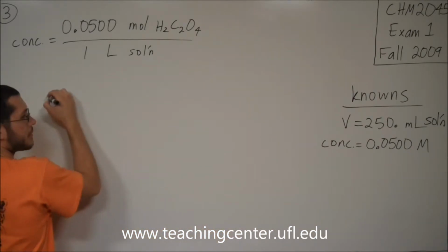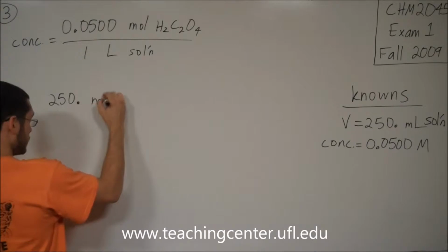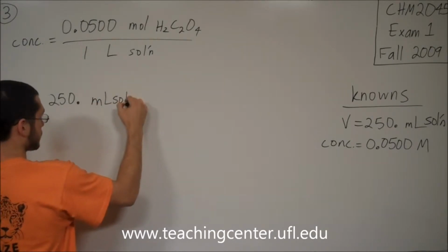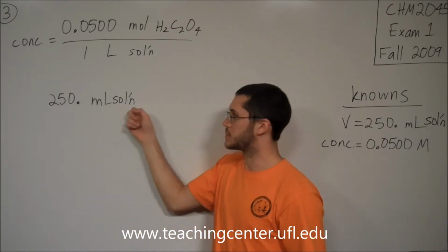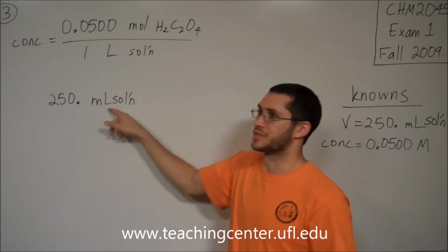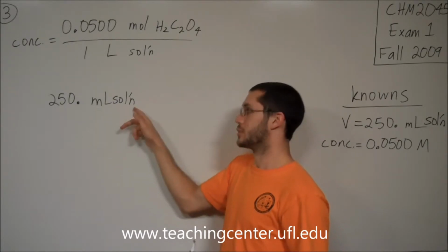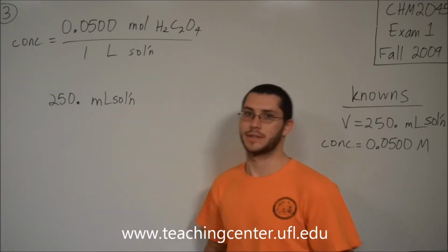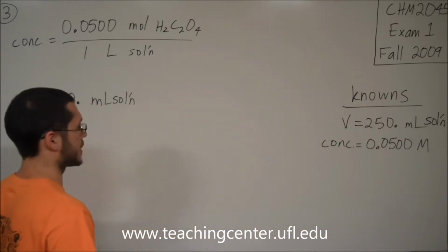So we're going to start out with that. 250 mL of solution. Good. You have to read the problem carefully to find out this is actually supposed to be solution here. It can't just be mL of nothing, it has to be mL of something. And it's not oxalic acid, it's mL of solution, which contains the oxalic acid, but plus water, whatever it is that was used to dilute the oxalic acid.